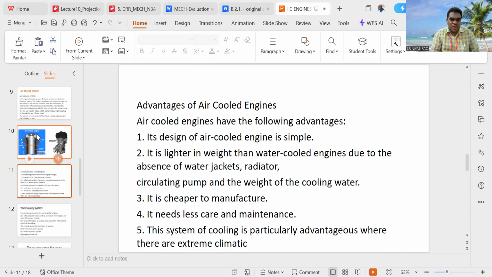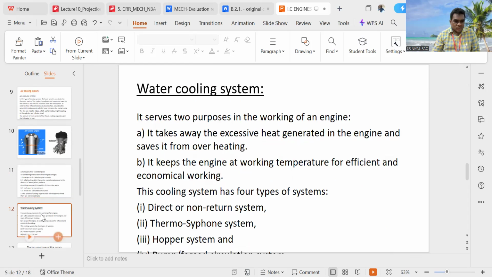It is easy to manufacture. Simply, we can fabricate most air-cooled systems with the help of a sand casting process. It needs less care and maintenance. The cooling system is particularly advantageous where there are extreme climatic conditions. So these are some of the advantages we have while using air-cooled engines.